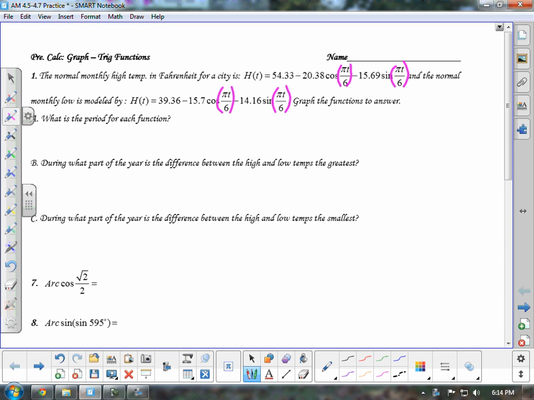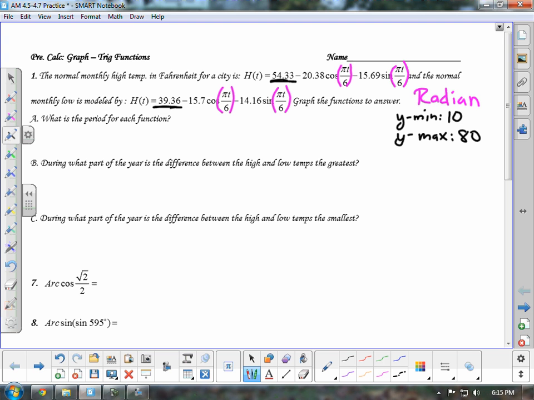And you just enter them, and here you're going to have to be in radian mode with your calculator. Otherwise, well, you can get the same thing in degree mode, you just have to have a bigger viewing window. Now, this initial one, the high temperature, is shifted up 54.33, and this one is shifted up 39.36. So you're going to want to make your Y minimum somewhere around 10, and since it's going to go up and down from 54, maybe around 80 would be a good maximum.